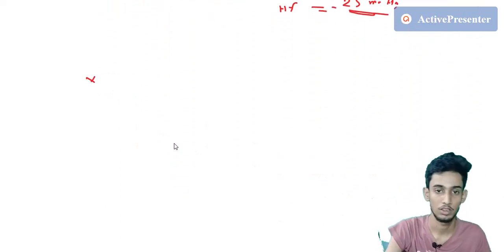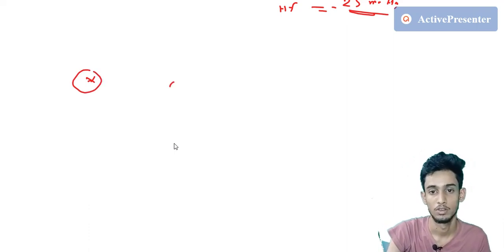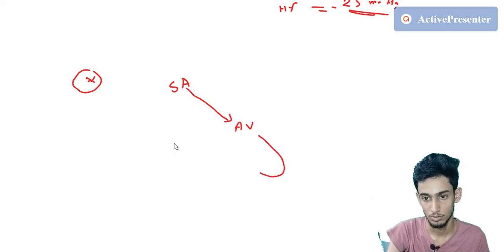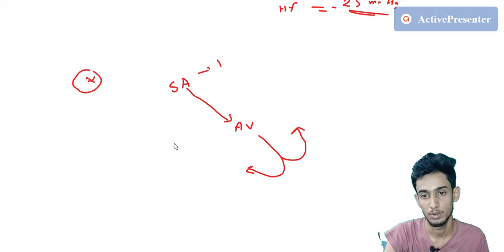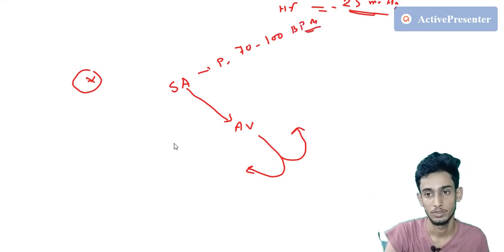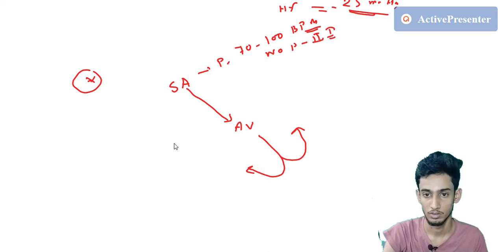Now the last thing is the electrical impulse. So SA node, then it comes to the AV node, then it goes to the ventricles. So this is the pacemaker, 70 to 100 beats per minute, and the current flows to the AV node.